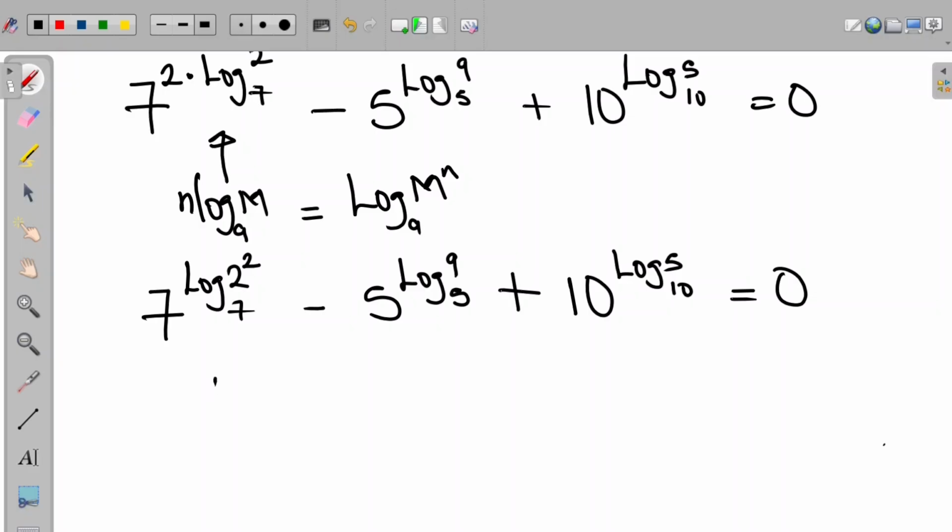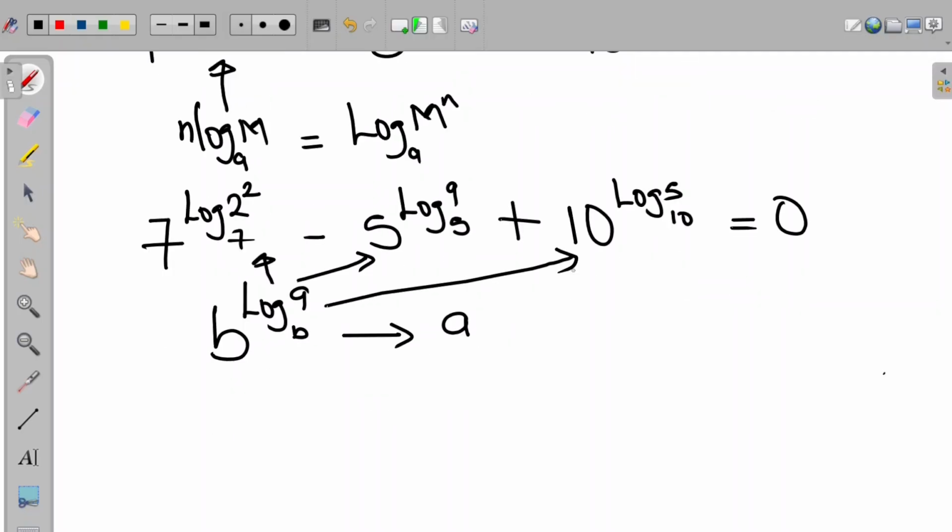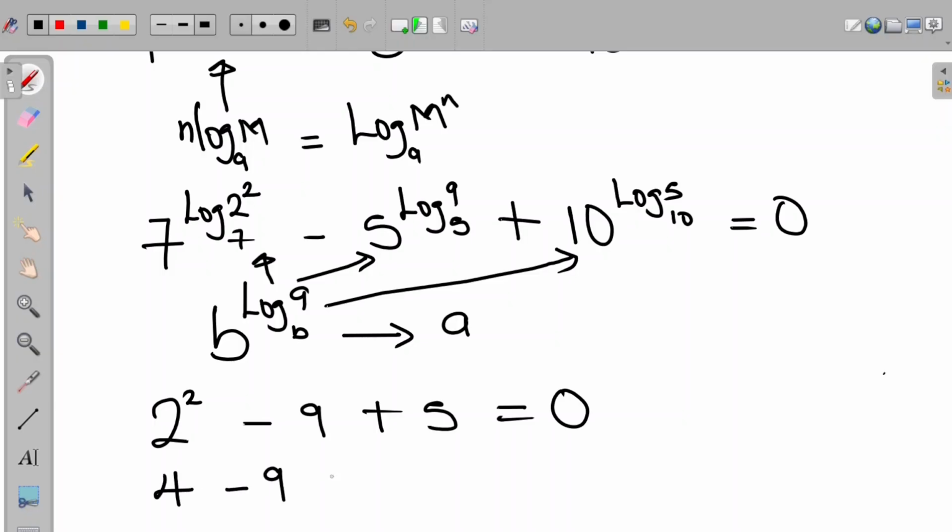Also, recall that if I have b raised to the power of log a to base b, this is equal to a. First, we apply this in our equation. So therefore, we have that this becomes 2 raised to the power of 2 minus 9 plus 5 is equal to 0. 2 raised to the power of 2 is giving us 4, minus 9 plus 5 is equal to 0.